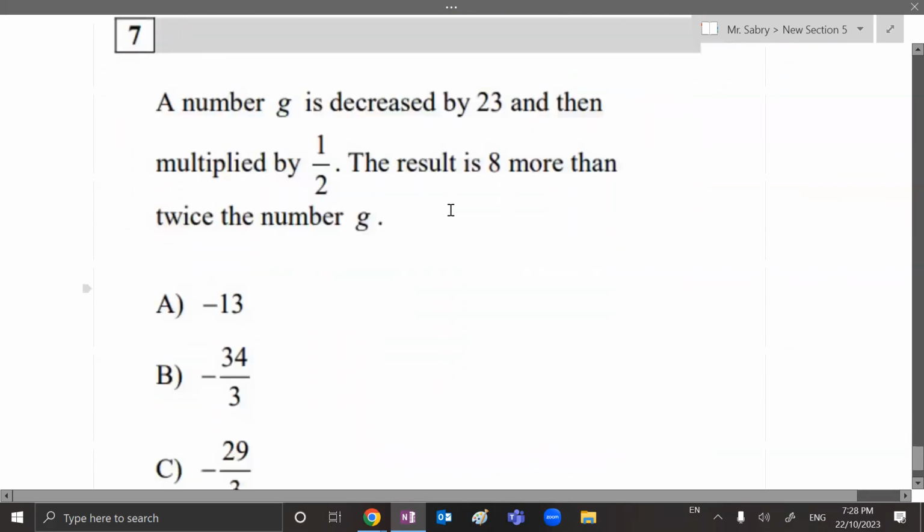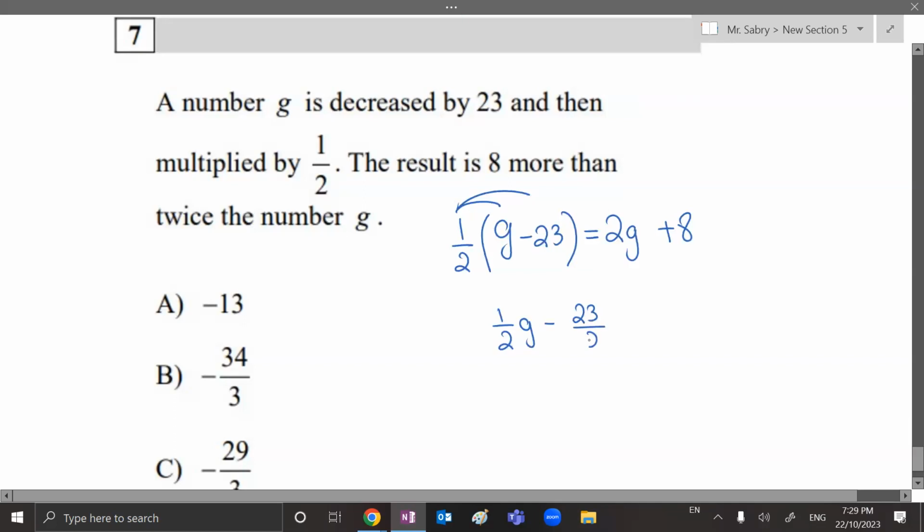Last one, number 7. A number G is decreased by 23. So here's G minus 23, decreased meaning minus, and then multiplied by a half. So this whole thing is multiplied by a half. The whole result of G minus 23 is multiplied by half. The result is equal to 8 more than twice the number G, so it's 2G plus 8. I'll distribute the half on both. I'll have half G minus 23 over 2 equals 2G plus 8.